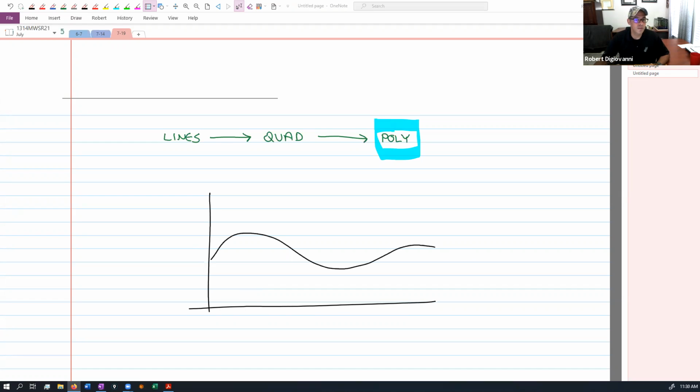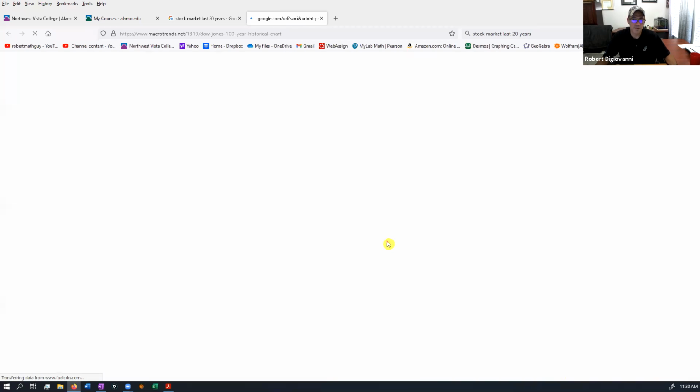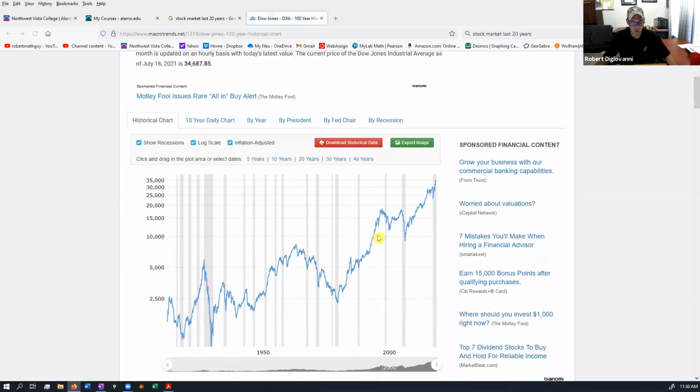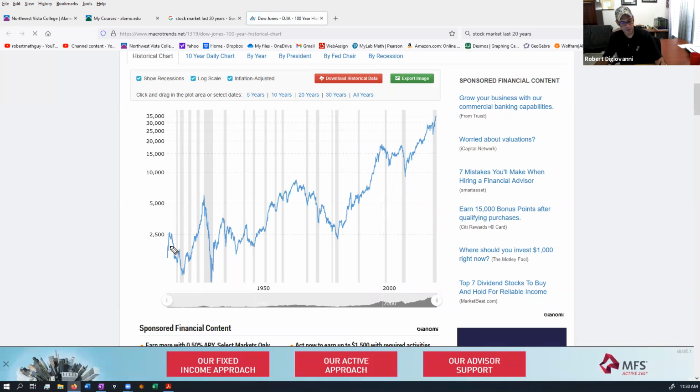Trying to get an image here for us to look at. Here we go. So I just typed into Google the stock market in the last 20 years, historical graph. If you look at this, it is jagged, but if you were to connect everything with a smooth curve, this thing behaves kind of like a polynomial function.